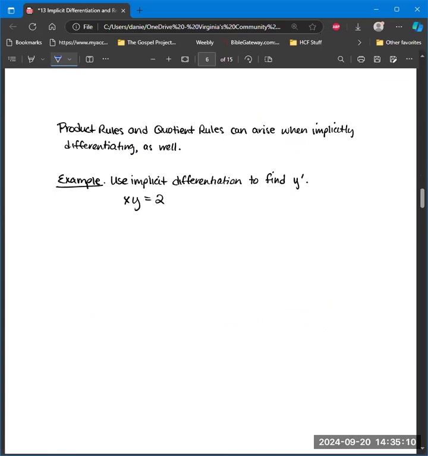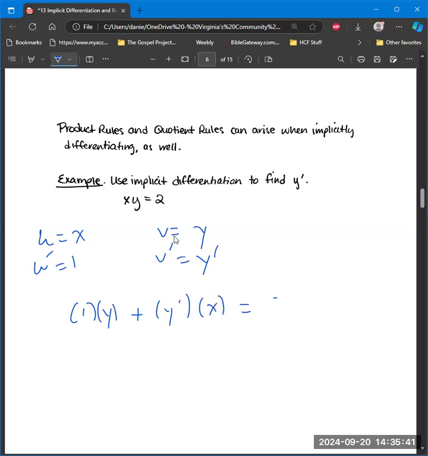All right. We can use the product and quotient rules with implicit differentiation here. For example, if I have xy is equal to 2, my u is equal to x, my v is equal to y, my u prime is equal to 1, my v prime is equal to y prime. So on the left-hand side, when I write my product rule, u prime v plus v prime u, derivative of a constant is 0.